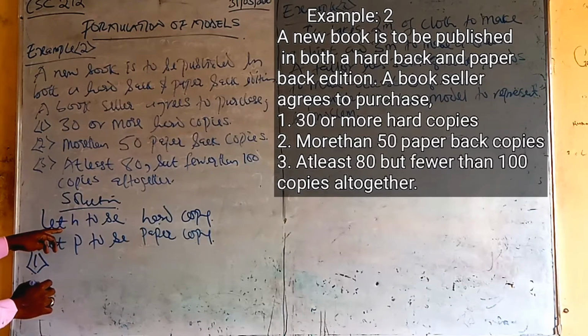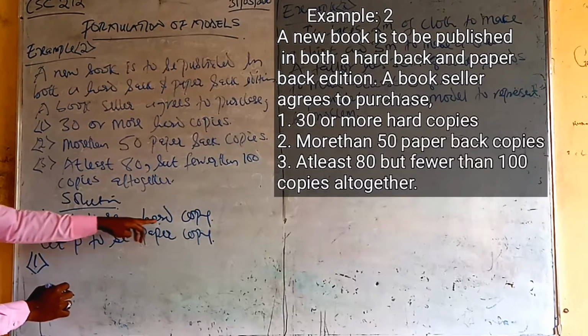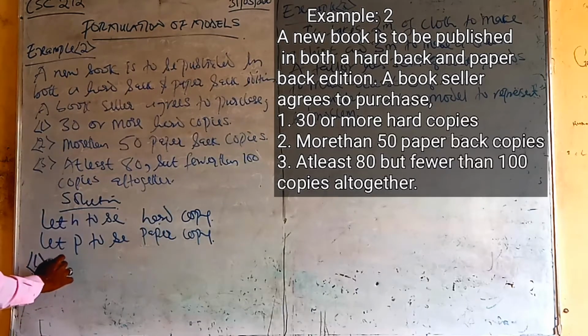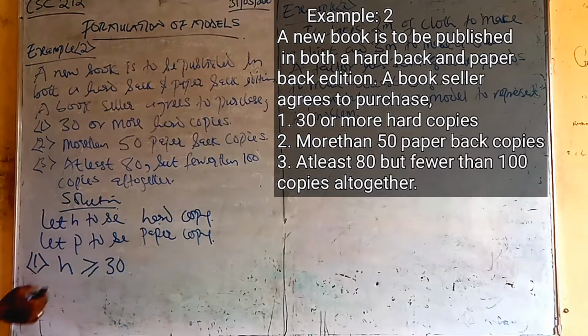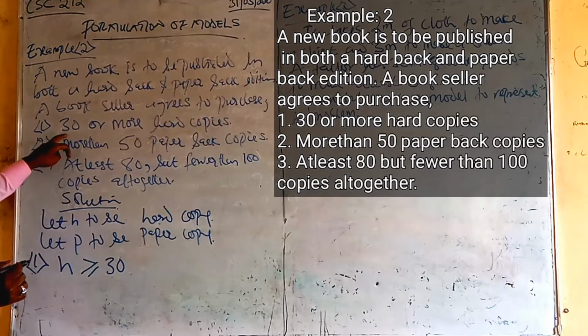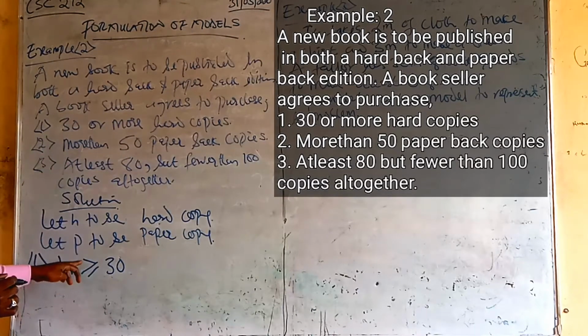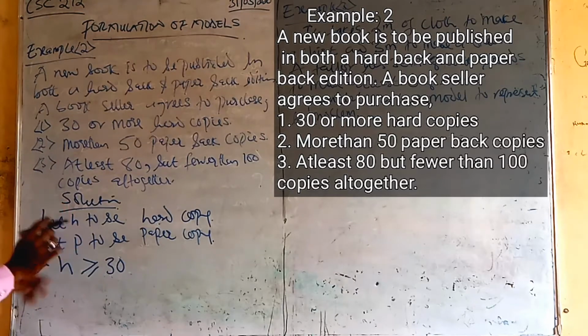We have let our H be equal to hard copy. So therefore, H is greater than or equal to 30. The hard copies that are going to be purchased are 30 or more, that is greater than or equal to 30 copies. We have finished with this.